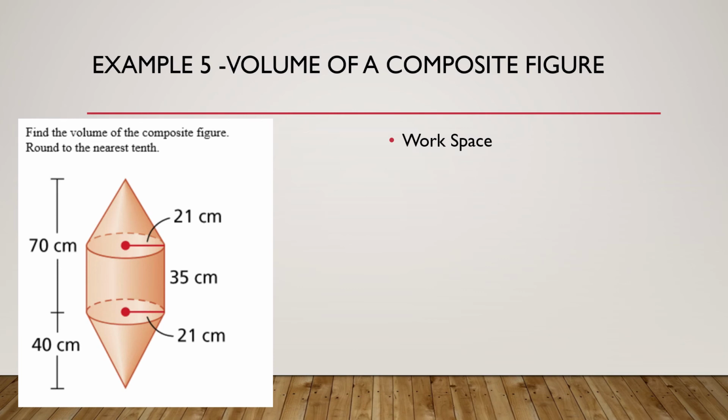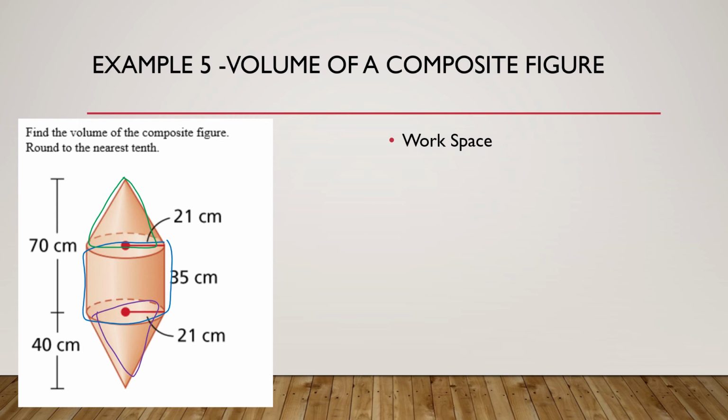So now we're finding the volume, for example 5, of a composite figure. A composite figure is when we're taking a bunch of little figures and putting them together. So we see we have a cylinder here in the middle, and then we have a cone on the top, and we have a cone on the bottom. We'd have to find the volume of each of those and then add those 3 pieces together.